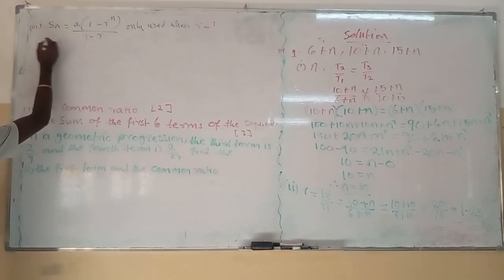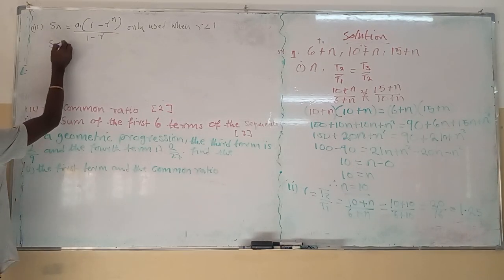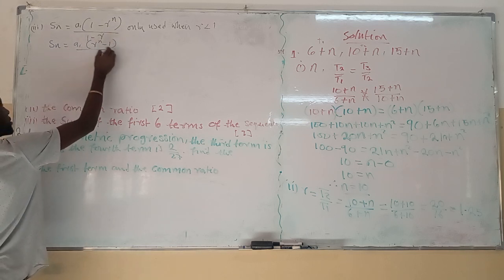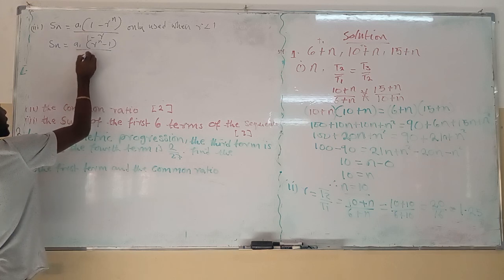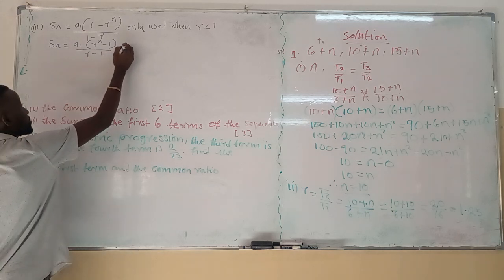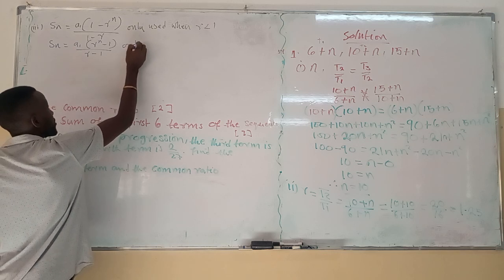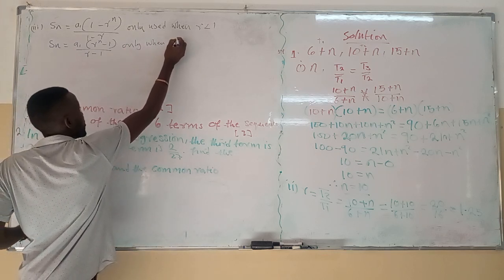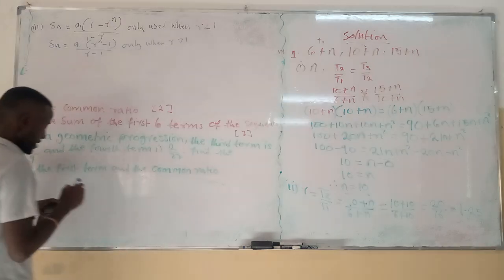So we are going to say sum is equal to first term, a, times r to the power n minus 1, then over r minus 1. This is only when the common ratio is greater than 1. So that is the only term we use.